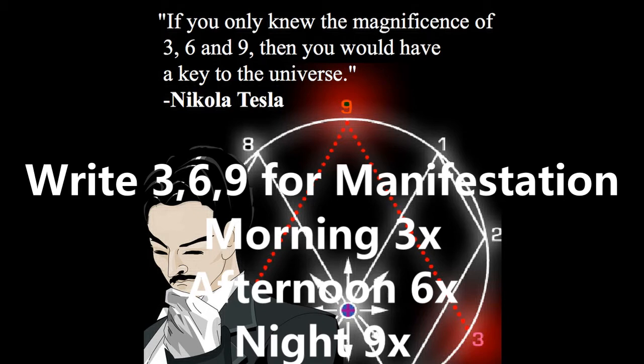The theory has been co-opted and expanded upon even today by people who hope to improve their lives by manifesting their desires through repeatedly writing them out. If you write 3 times in the morning, 6 times in the afternoon, and 9 times at night for 45 days, this is a manifestation method for whatever it is you desire.